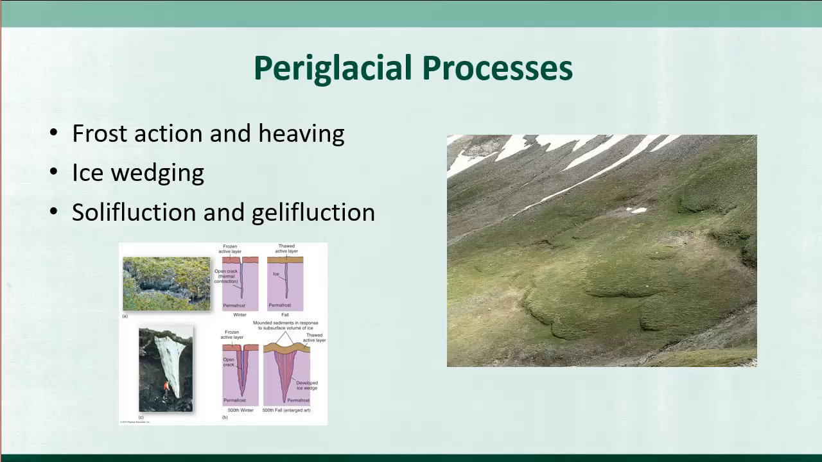So ice wedging occurs because you have so much freezing and thawing and available water in that active zone. Oftentimes wedges form very small, forming cracks in the ground, but they can grow quite large as well, as shown in the diagram. And that ice wedging and the frost action and heaving of rocks and materials upwards can create some very interesting landforms.